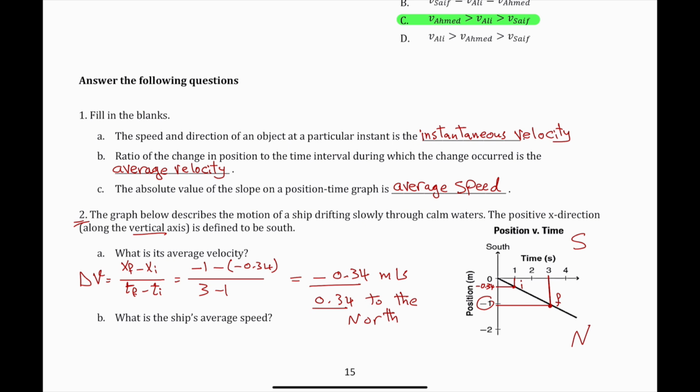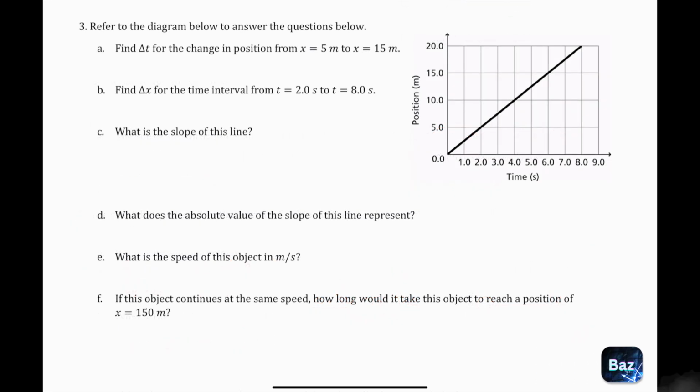B. What is the ship's average speed? Average speed, we get the absolute value of the average velocity, so speed or average speed will be equal to 0.34 meter per second.